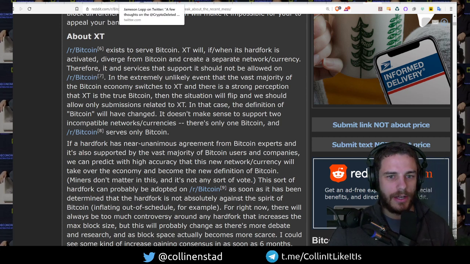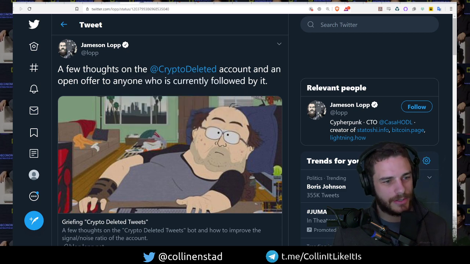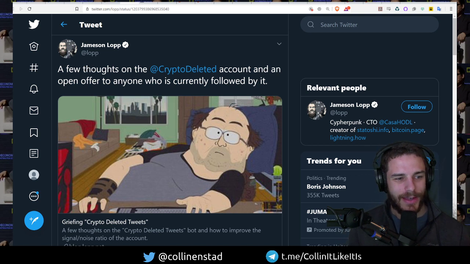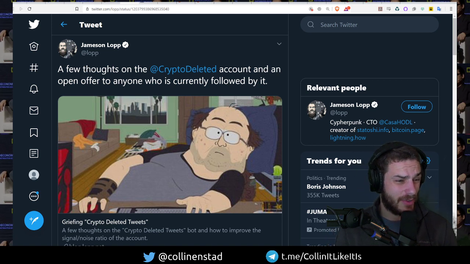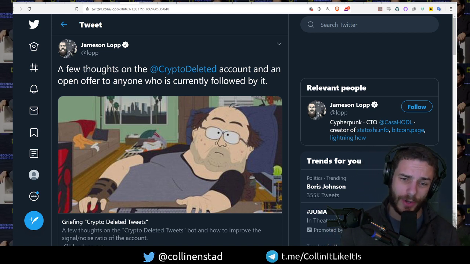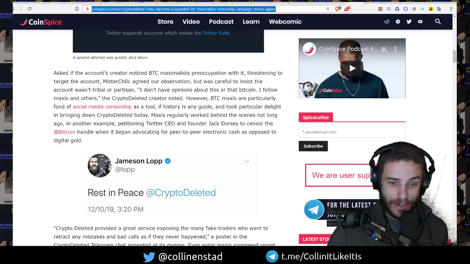And so, a more specific example that just happened in the last week is this crypto deleted account, which literally just tweets out when famous crypto people delete tweets, right? People don't like it because sometimes they say something really stupid, really brash, and they'll delete it right away. And well, crypto deleted has got it.